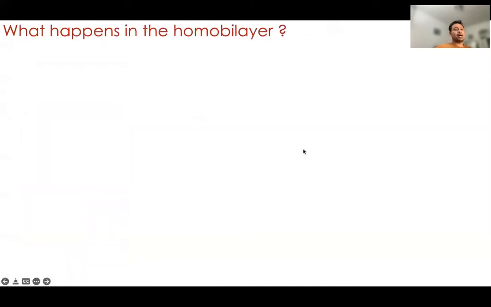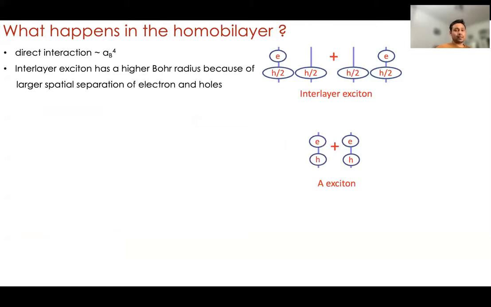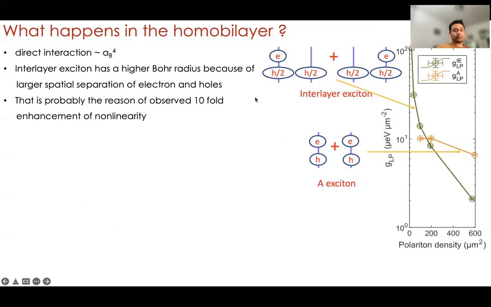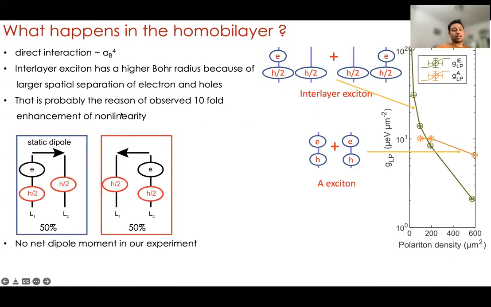Now, what happens in our system, the homobilayer? As we already established that the direct term is the dominating term in our system, in the same paper it has been worked out that the direct term is proportional to the Bohr radius to the power 4. And we expect that the interlayer exciton will have a higher Bohr radius because the exciton is in two different layers. And that is probably the reason for the observed tenfold enhancement in nonlinearity.